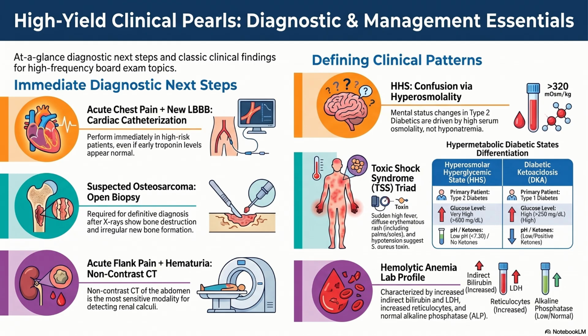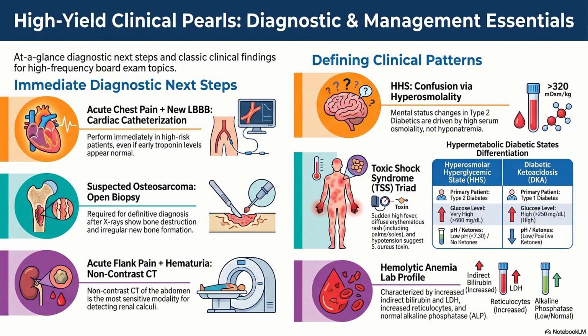Exactly. And what washes out an electrical highway in the heart? A massive lack of blood flow. In a patient with active crushing chest pain, a brand new left bundle branch block is treated as the clinical equivalent of a STEMI, a massive acute heart attack. It is an absolute emergency.